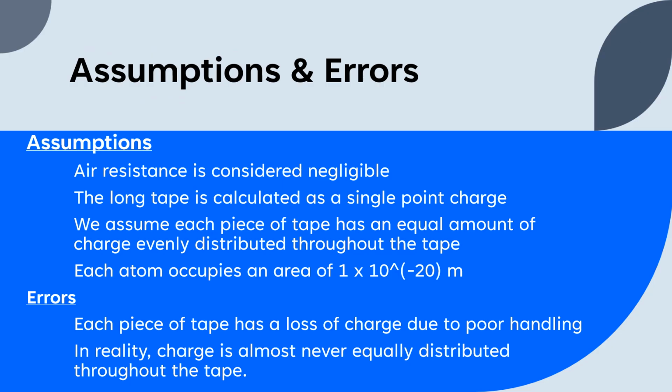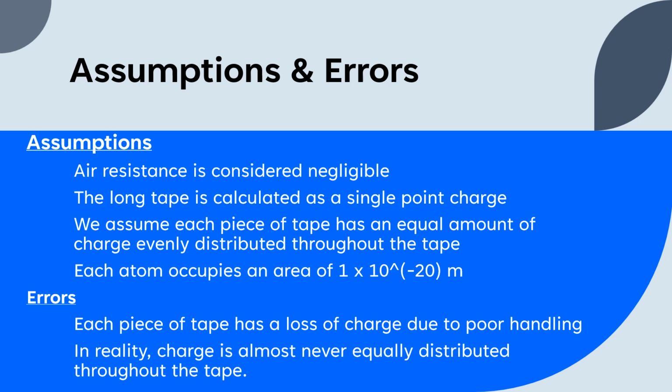So some assumptions and errors that we should go over. Air resistance is considered negligible for this. Also, the long tape is calculated as a single point charge, which the long tape is the neutral tape. And we also assume each piece of tape has an equal amount of charge evenly distributed throughout the tape. And also each atom occupies an area of 1 times 10 to the negative 20 meters.